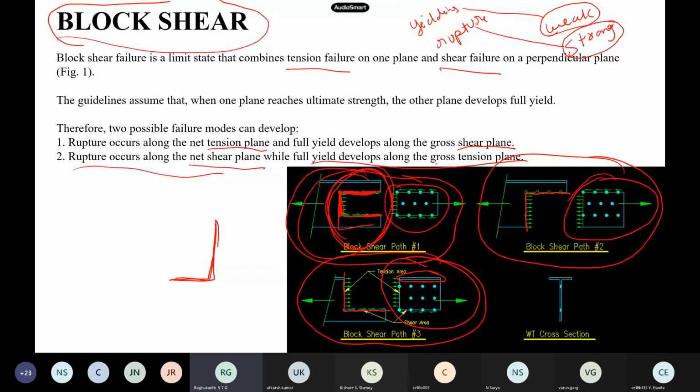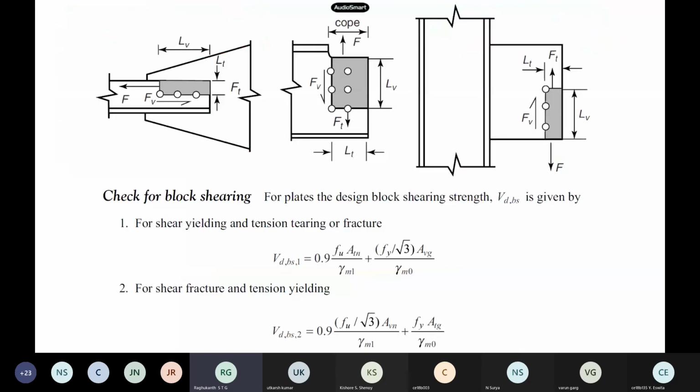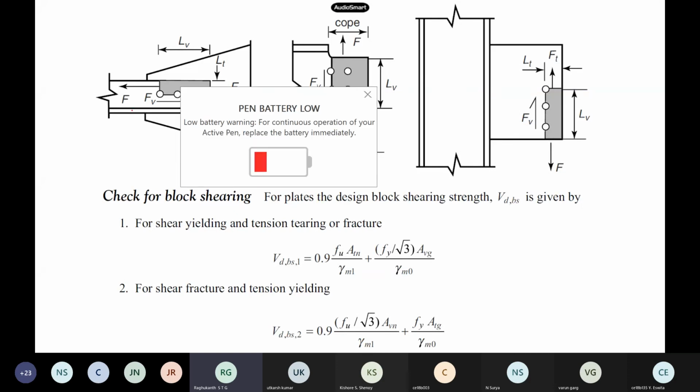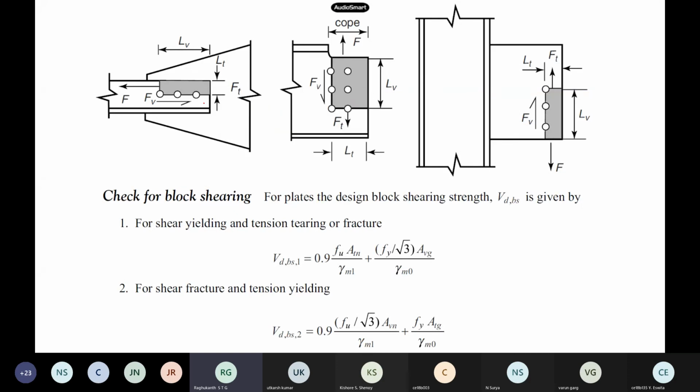Here also you will have several paths. You have to visualize all of them and then calculate. It depends on the problem. Here also there are several sections. This is an angle section, so only this leg is not connected here. Only bolts are here, and only one leg is connected. So here also there may be several failure paths, tension plane and shear plane. These are the equations.